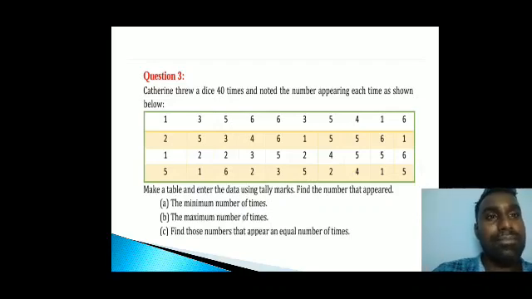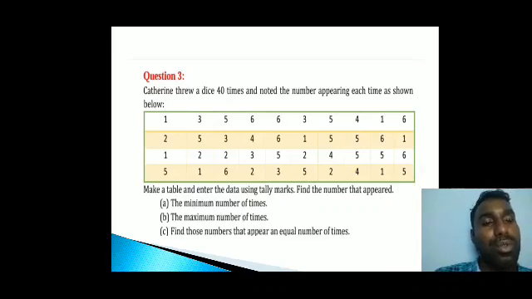6 6 3 5 4 1 6 2 5 3 4 6 1 5 5 6 1 and 1 2 2 3 5 2 4 5 5 6 5 1 6 2 3 5 2 4 1 5. Okay, so what is the question here? Make a table and enter the data using tally marks.